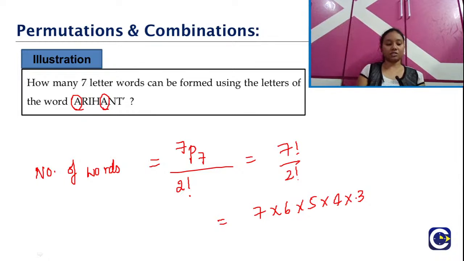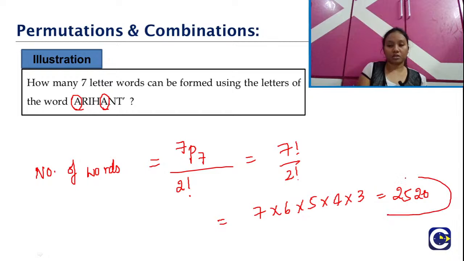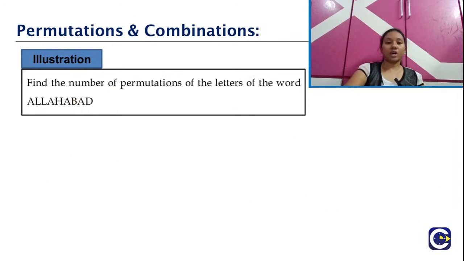2 will get cancelled. So 7 into 6 into 5 into 4 into 3. So the value will be 2520. So using those 7 letters, we'll be forming this number of words. Right, so let's move ahead. So here comes the next question. I hope you guys can do it and let me know the answer quickly.